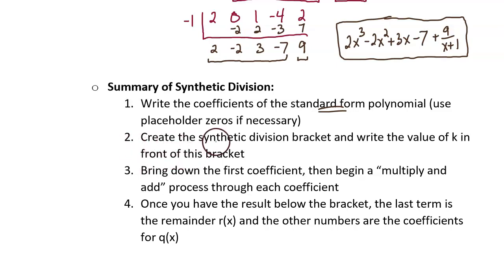Step 2, create the synthetic division bracket and write the value of k in front of the bracket. The value of k is a number. Step 3, bring down the first coefficient. Then begin a multiply and add process through each coefficient. Step 4, once you have the result below the bracket, the last term is your remainder and the other numbers are the coefficients of your quotient.